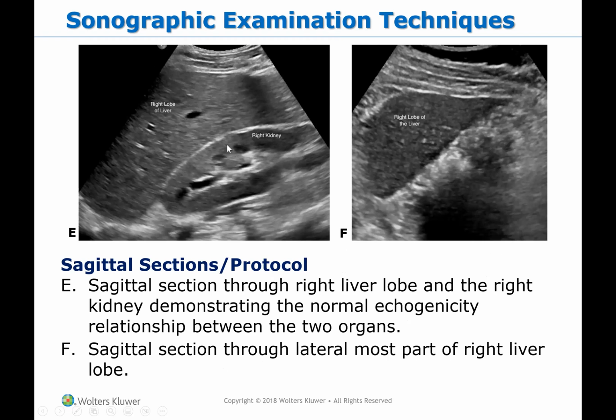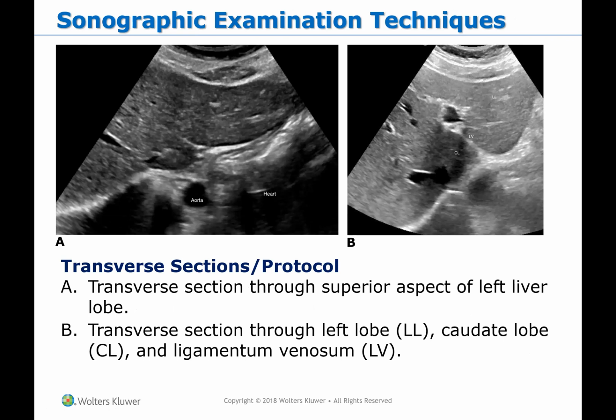Then you're going to have a beautiful picture of the entire right lobe of the liver with the right kidney. And then you're going to go to the most lateral part of the right liver lobe. Transverse section, then you'll go to your transverse section through the superior aspect of the liver. Transverse section through the left lobe, caudate lobe, and ligamentum venosum.